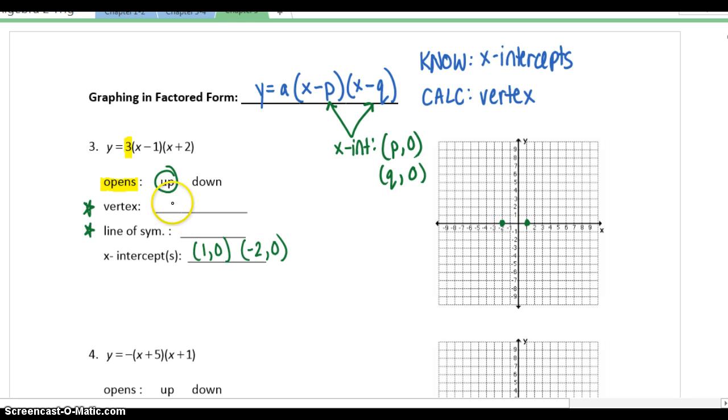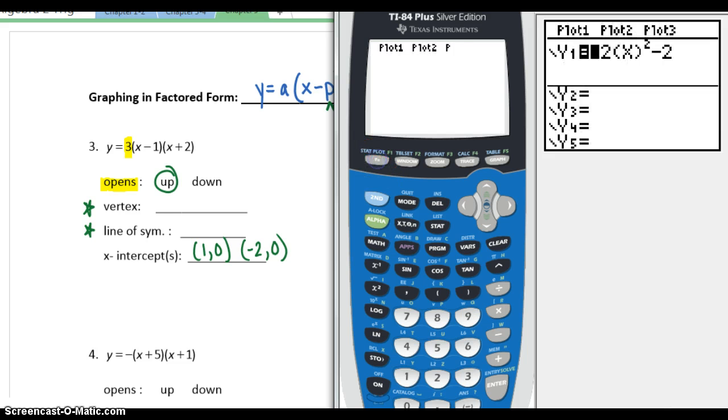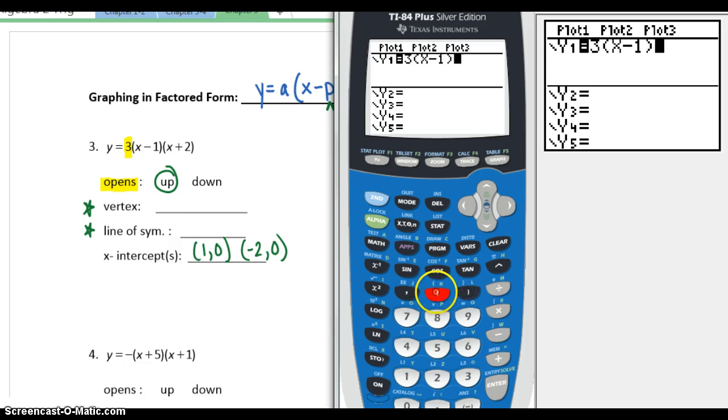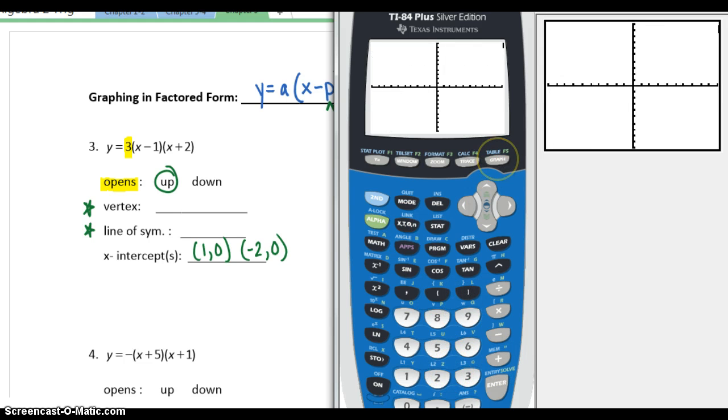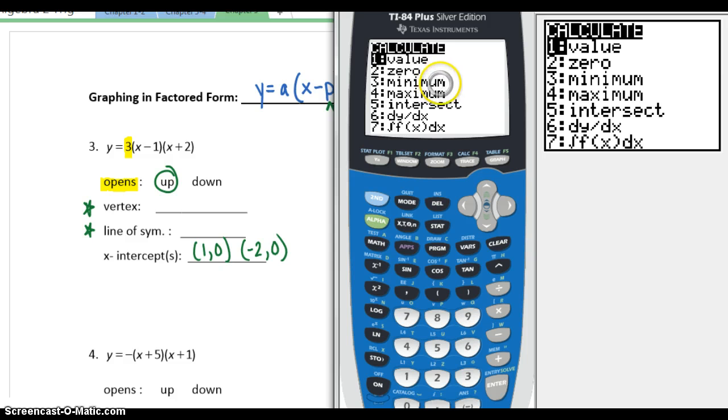Now, in order to get my vertex, I'm going to use my calculator. Alright, remember how we talked about the vertex is either the maximum or the minimum? So that's what I'm going to use to find it. And I'm going to type this into my calculator, 3 times x minus 1 times x plus 2. And I'm going to graph it. So in this case, right here, that's the minimum of our graph. So that is my vertex. In order to find it, I'm going to go into second trace and see how there's an option that says minimum. Perfect. We'll use that.